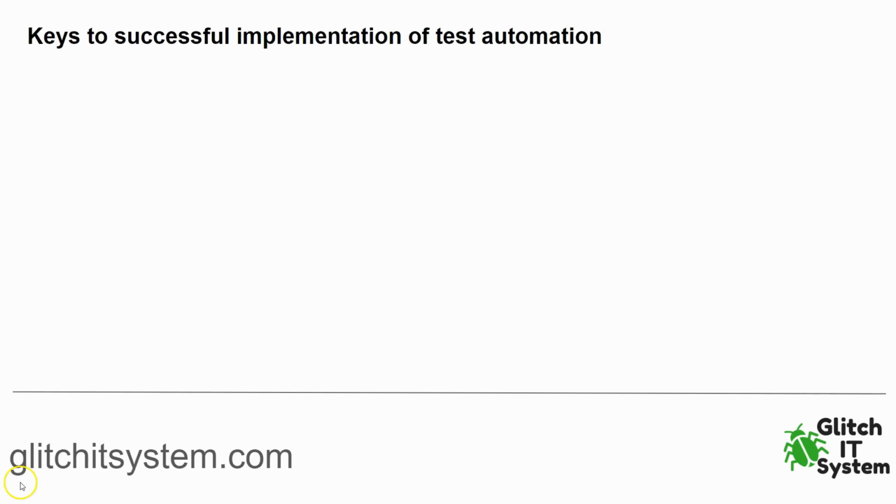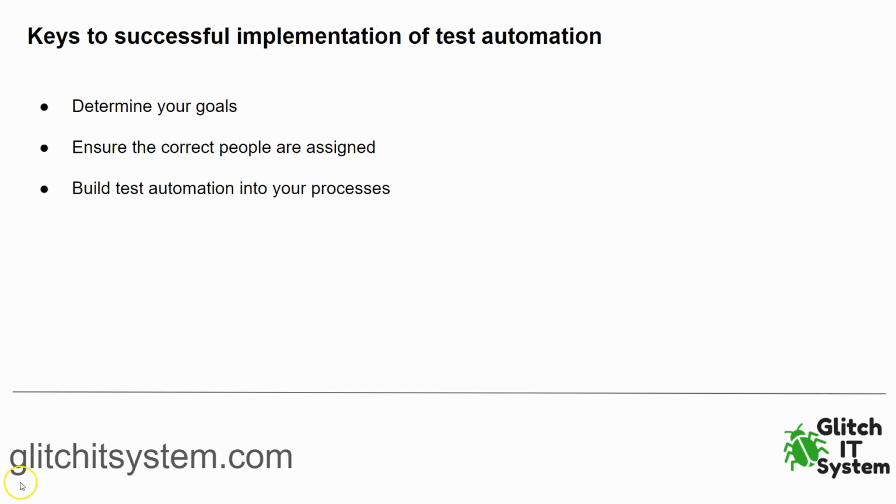Okay, so some keys to successful implementation of test automation. Determine your goals. That's what we're doing here. We're trying to determine what is feasible. Ensure the correct people are assigned. Remember those three groups, like who do you want to do the automation? Build test automation into your process. Remember, this is not a part-time job. This is something that needs to be done. One of your sprint goals might be that for a story to be called complete, it has to have automated tests. You might want to break it down also. It has to have unit tests, service tests, and UI tests, depending on what you want to do.